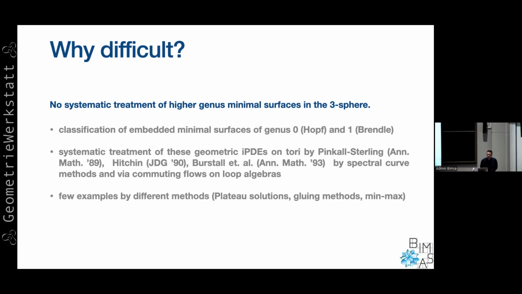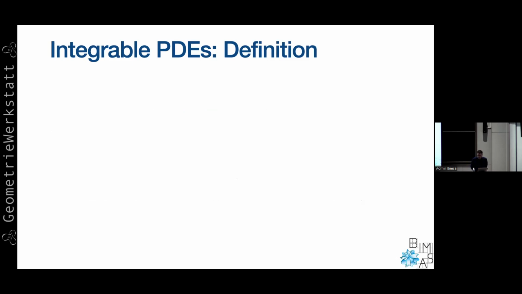We have a few examples now by different methods, beginning with the Plateau solutions of Lawson, by gluing methods of Kapouleas, and recently by the min-max methods, which also played a role in the proof of the Willmore conjecture, mainly by Marques and Neves. But there was no direct generalization of these integrable system methods to higher genus for a long time. And this was one of the main reasons why we are not able to get our hands on these surfaces and all their properties. So how do we do it now?